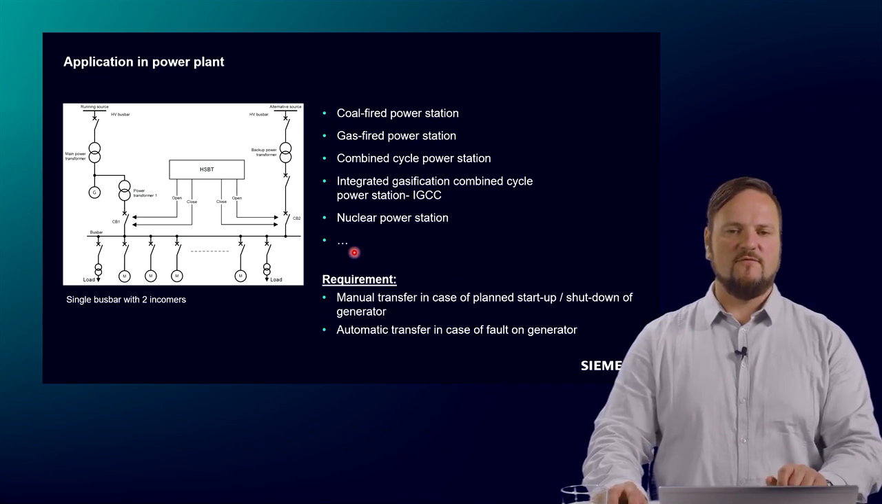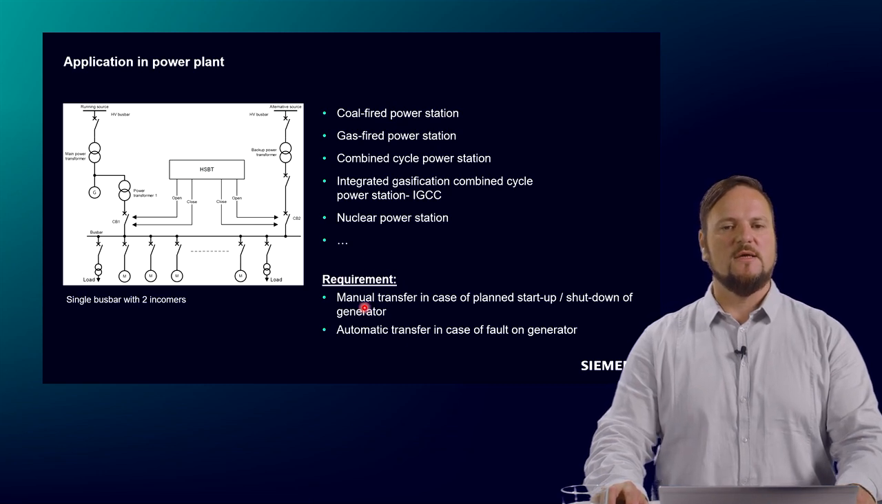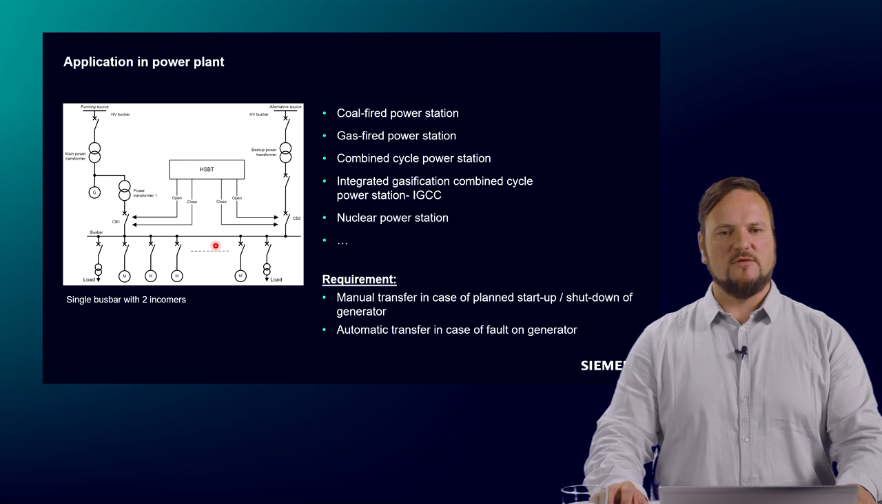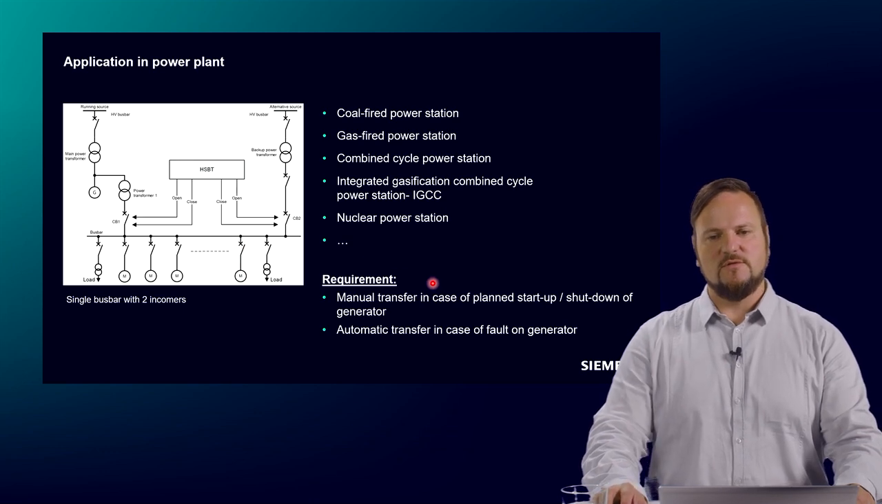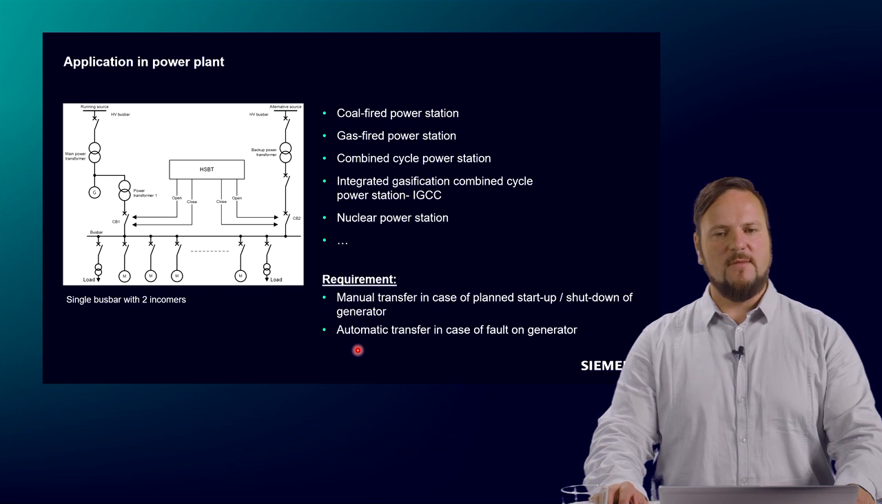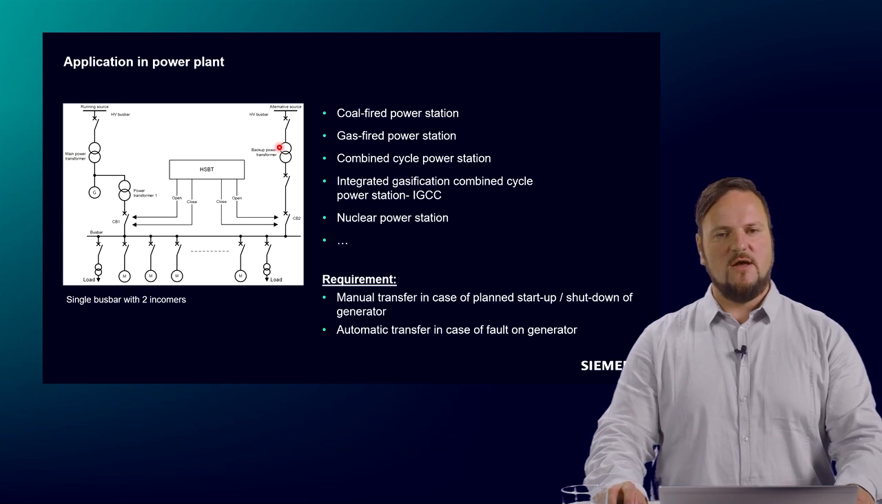Therefore, we have requirements for a busbar transfer system, and one of the requirements is that we have a manual transfer in case of a plant startup or shutdown of the generator. That means we have to make the transfer from the main grid to the auxiliary grid, or in the other direction, to start up or to shut down the generator. And then, of course, if we have a failure on the main in-feed, we need to transfer the motor load from the main in-feed to the alternative source.